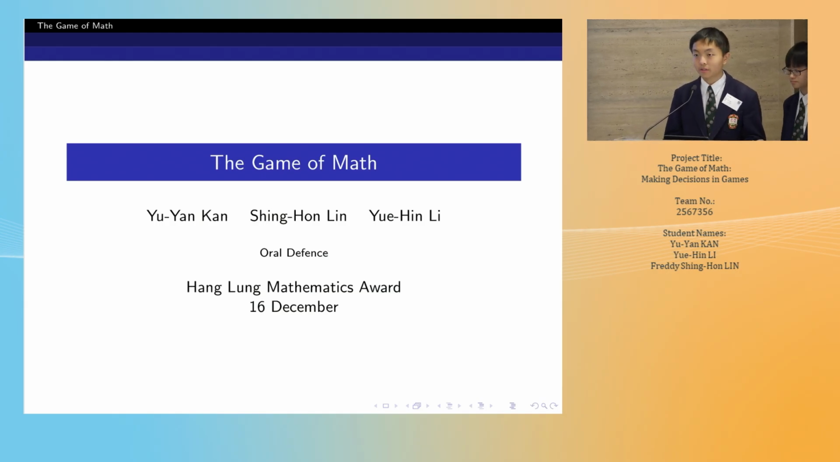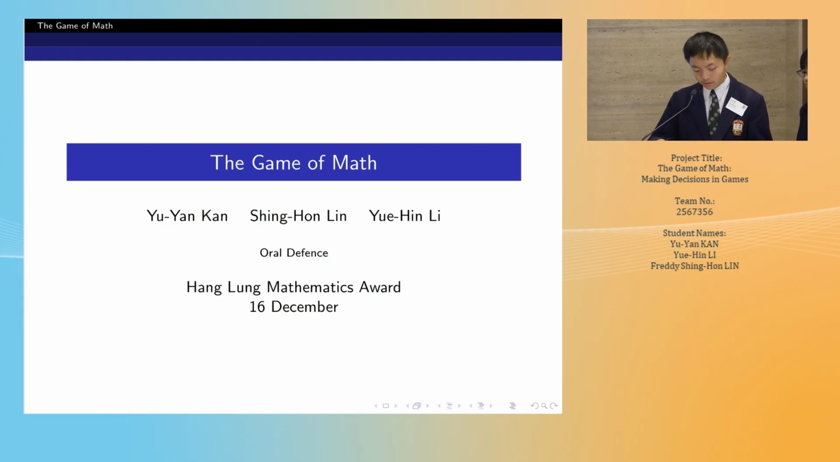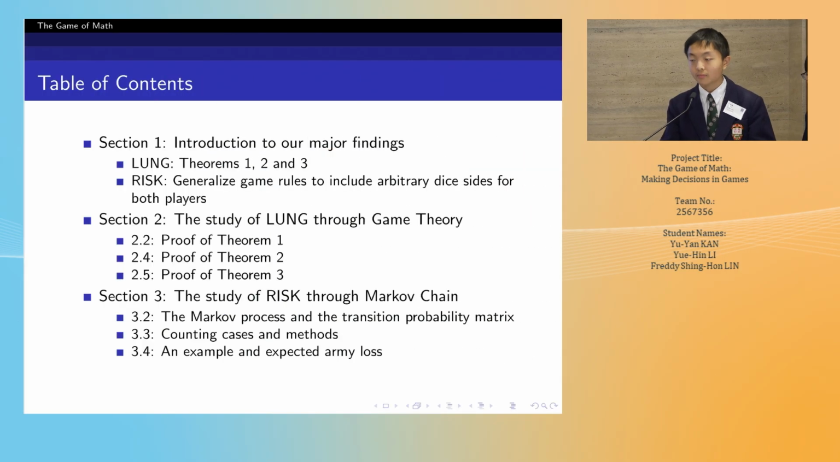Today, we are presenting our paper, The Game of Math, which studies how mathematics can be applied in decision-making in certain games. The main mathematical tools we use in this project are Nash equilibrium and Markov chains. So our project can be decomposed into two parts. The first part studies the lowest unique number game, or LON in short.